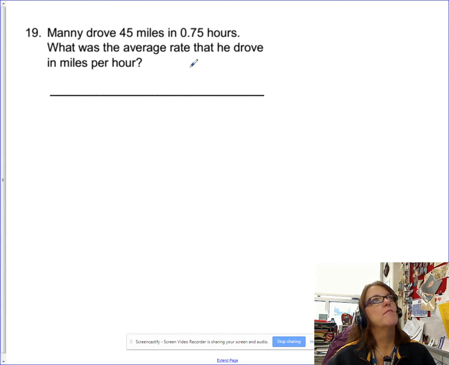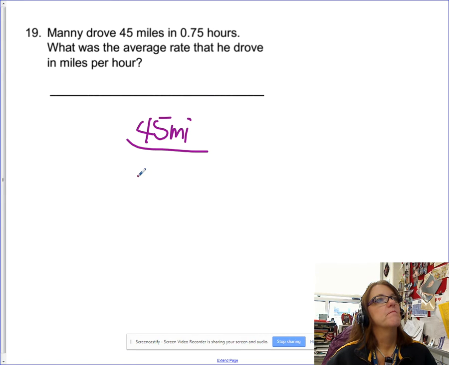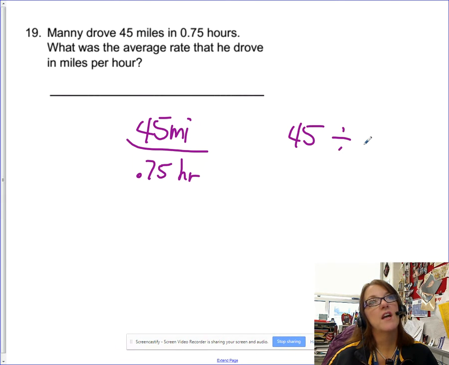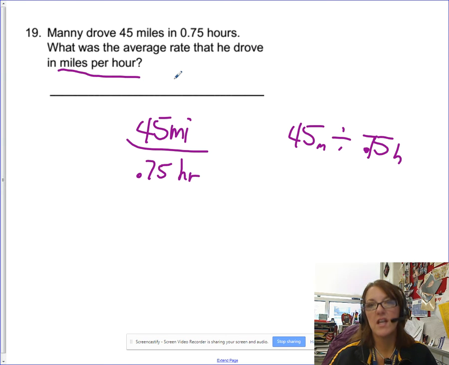Okay, Manny drove 45 miles in 0.75 hours. Okay, what was the average rate that he drove in miles per hour? So I have 45 miles in 75 hundredths of an hour. That's not even a whole hour yet. Okay, so that tells you I've still got a ways to go to figure out what my speed is in a whole full hour. This really is telling you take 45 miles and divide it by 75 hundredths. Okay, and this is miles per hour. Make sure you label your answer.